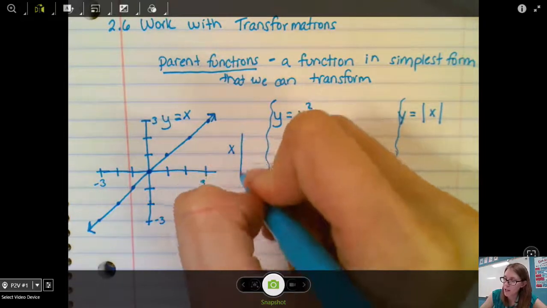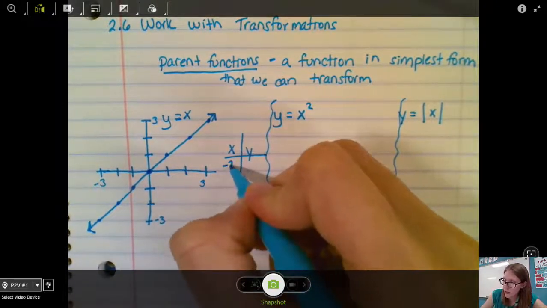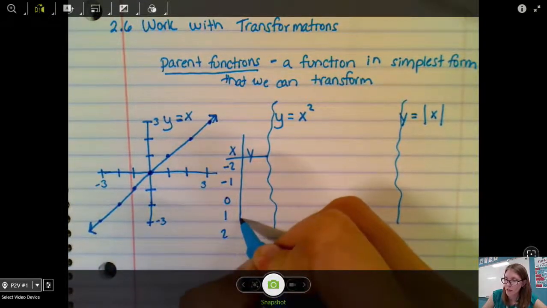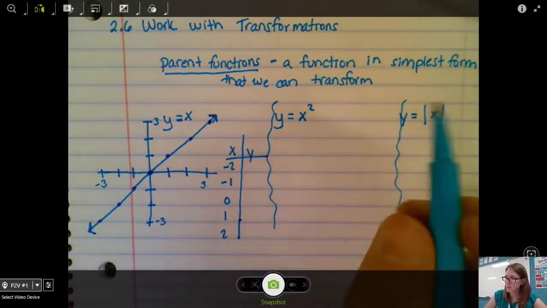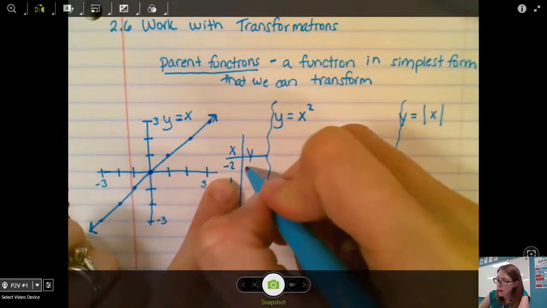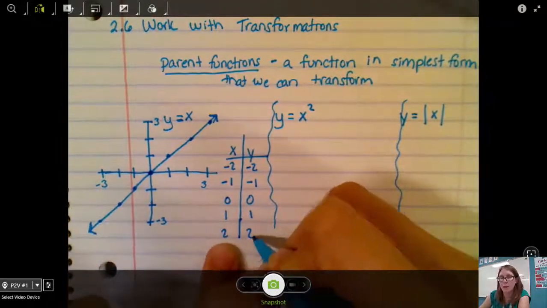Actually, I have enough room on the side here. We'll put it. So x and y, and I'll use my x values, negative 2, negative 1, 0, 1, and 2. These are my x values I'll use for all three of my parent functions. All right. So again, when x was negative 2, y was negative 2. My x and my y values are the same.